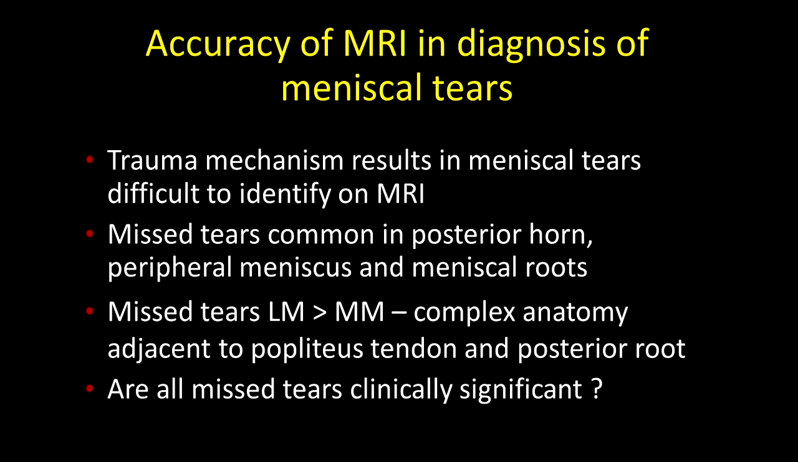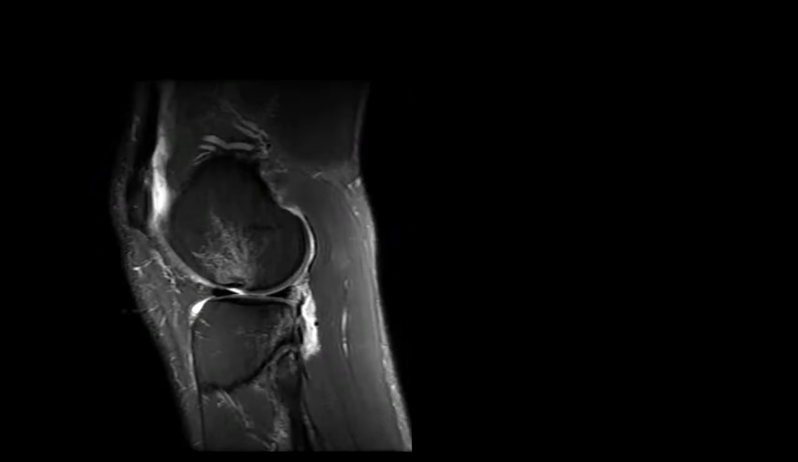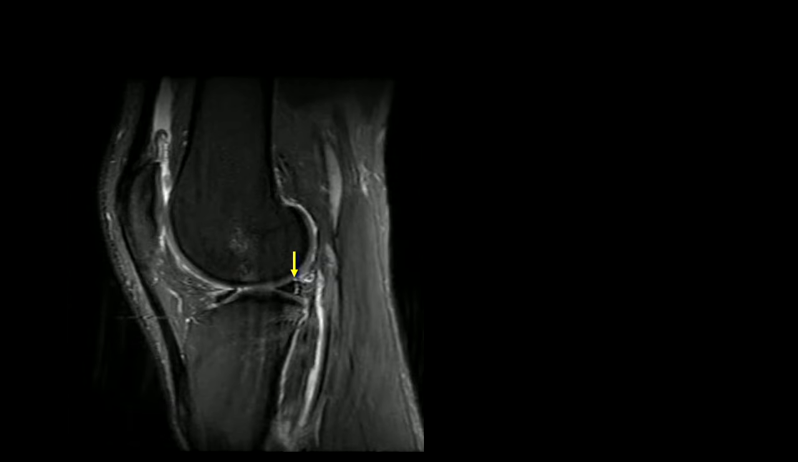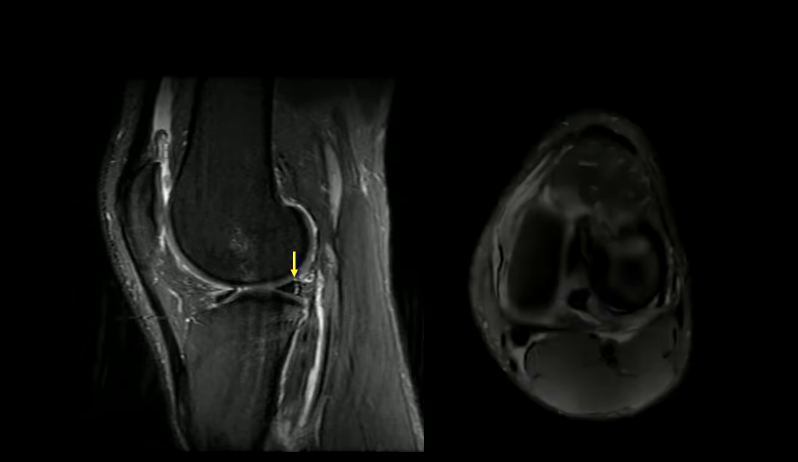However, not all of these tears are going to be clinically significant, particularly if they're in the periphery of the meniscus. Here we see a patient with the characteristic kissing contusions, characteristic of an ACL tear. If we look in the posterior horn of the lateral meniscus, you can start to see some vertically oriented signal compatible with a vertical longitudinal tear.